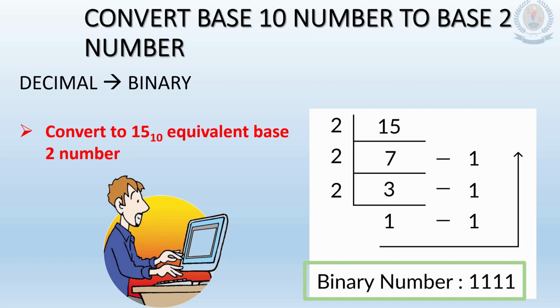So you write the numbers from bottom to top. That means from your left hand side to right hand side, go up. So you get this binary value.